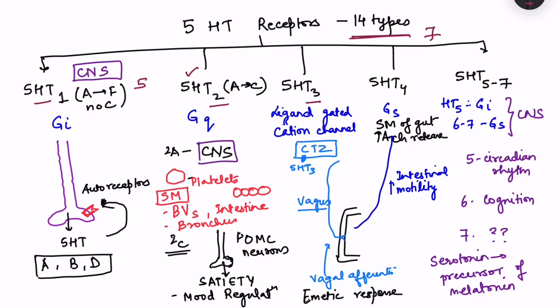Then we have 5-HT3, 5-HT4 and again 5-HT5 we have 2 types, that is A and B. Then we have 6 and 7. Now these receptors when stimulated will have different functions.